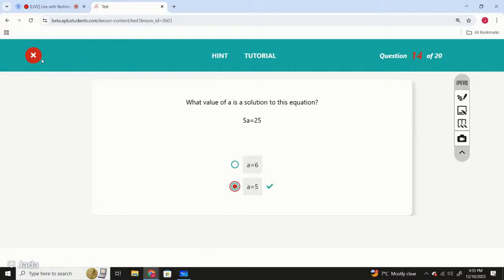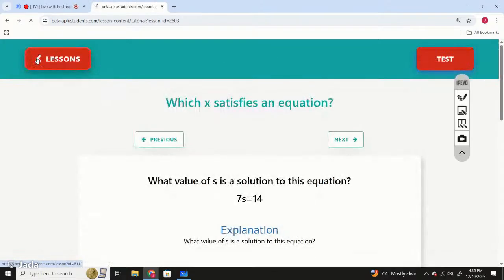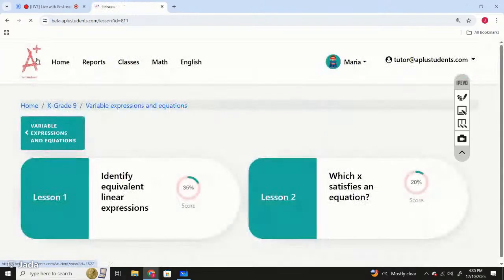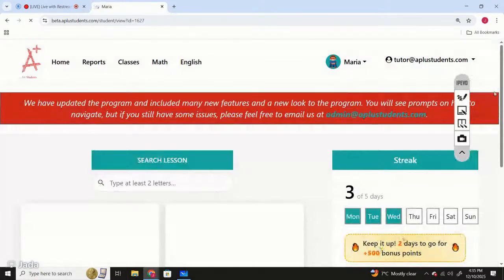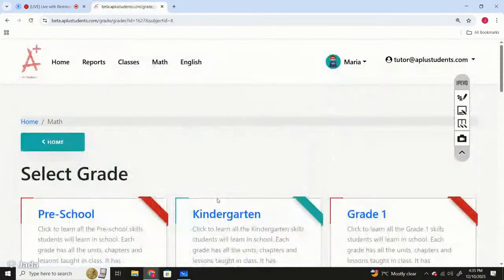Okay, you can complete the lesson by yourself later today. We were working on grade 9 math. The chapter we were working on is variable expressions and equations. The lessons we have covered today are identify equivalent linear expressions, and which x satisfies an equation. Please make sure before the next session you complete all the practice questions or the lessons we just did. That is your homework until next session.